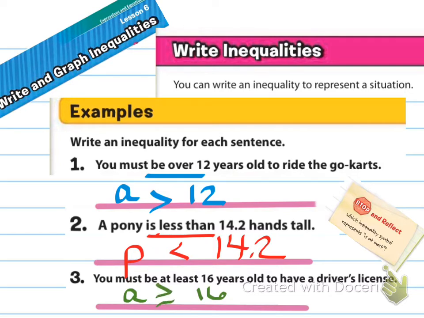Can I be exactly 16 years old? Yeah, you can be at least 16, the very least. Like that's the lowest. You can be 16 and have a driver's license. Okay, so greater than or equal to. Now this one over here, I just wanted to point out the words at most.